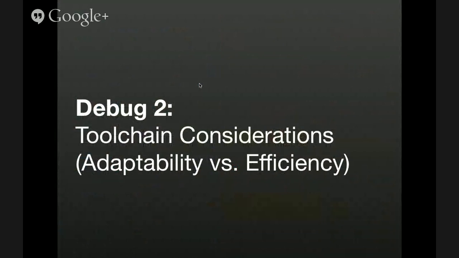So debug number 2. Thinking about your tool chain, a lot of times people think about the tool chain and it's really just like, okay, what does my build system look like? How do I push things to the server, and so on and so forth. And all that stuff is great. But I would actually kind of toss out this idea of a design for adaptability versus a design for efficiency.